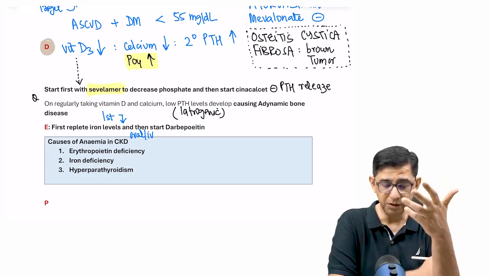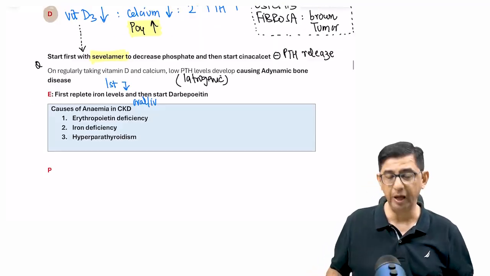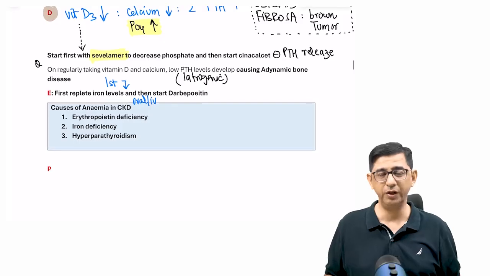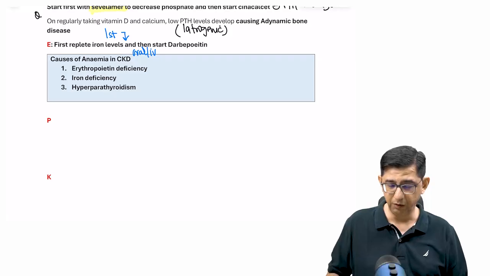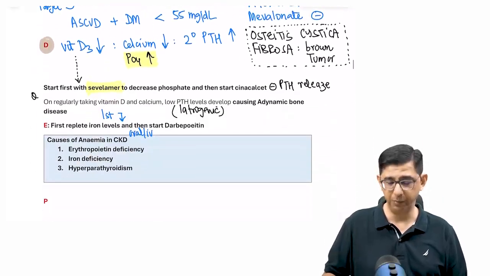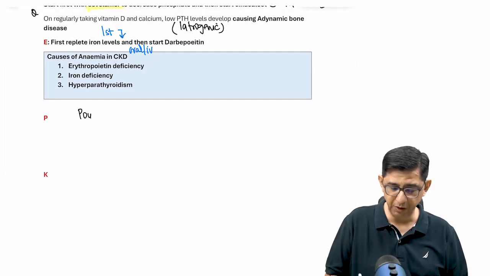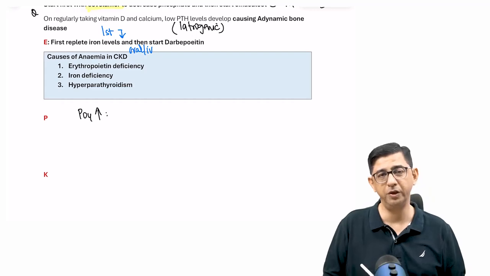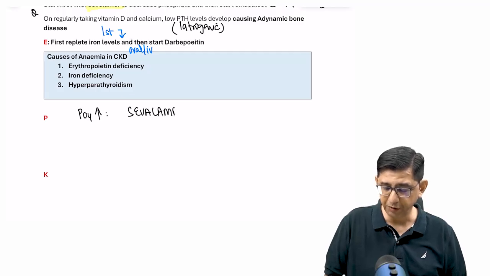And then osteitis cystica fibrosa will also contribute to damage to the bone marrow. As a result of that, normoblastic production will be reduced. Now we come to the P and K components, which are as important as the information I mentioned earlier. The thing to remember is that phosphate will be elevated by default in all patients of AKI and CKD. So we should be starting the patient on a chelator for phosphate.